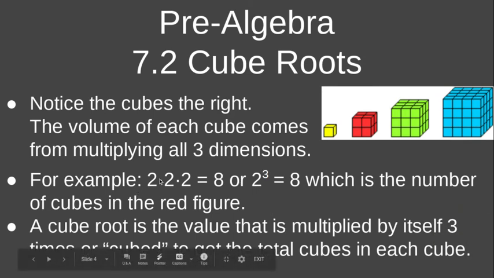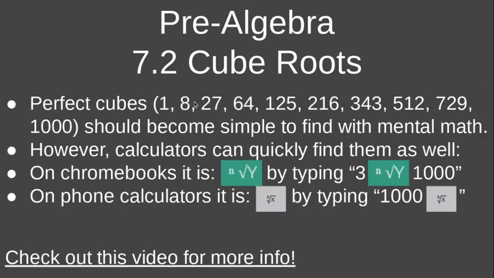And again, the cube root is the value that is multiplied by itself 3 times, or cubed. They happen to be 1, 8, 27, 64, 125, 216, 343, 512, 729, and 1,000. Those are all your 1 through 10 that you should become pretty familiar with, and should be able to find some of them with mental math. I would argue, especially up to 125, which is 5 times 5 is 25.